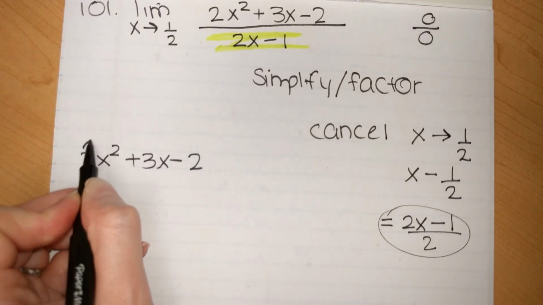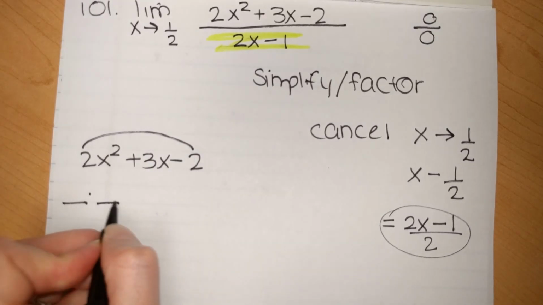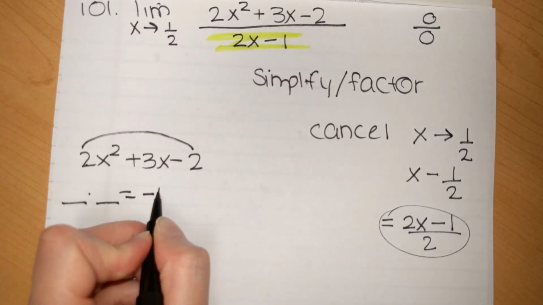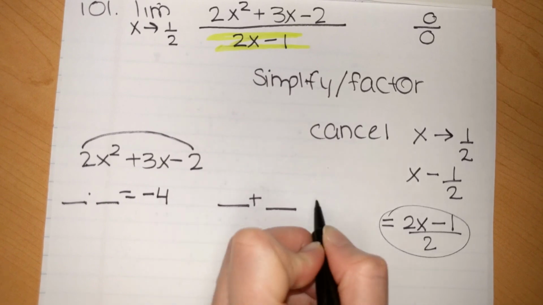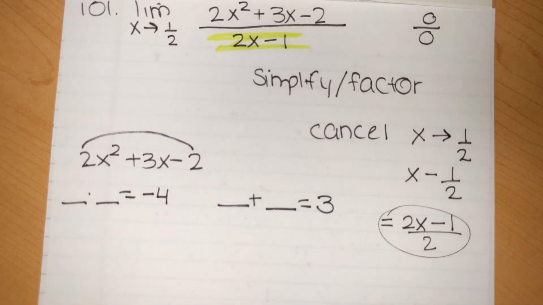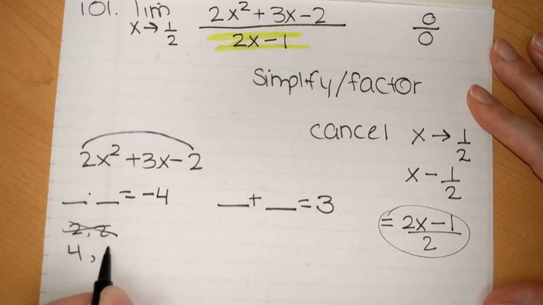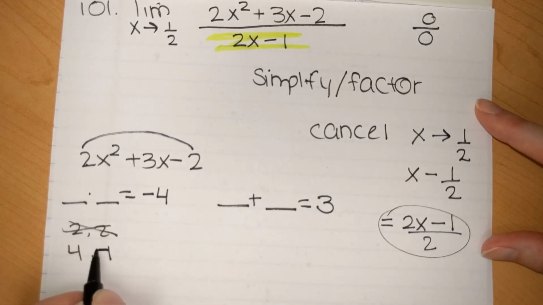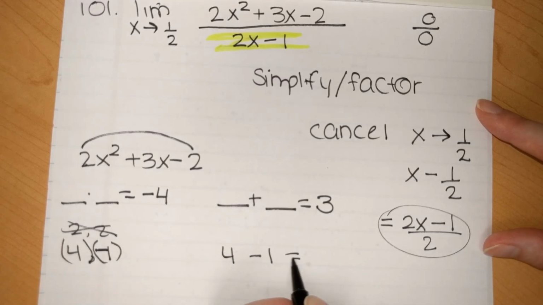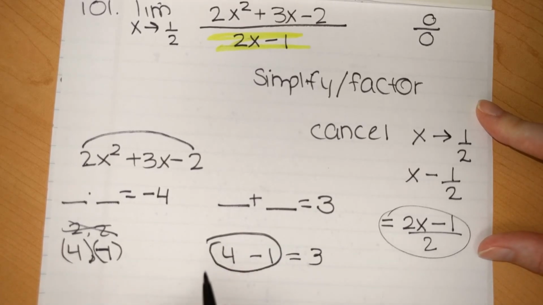So to factor, we would think about the factors of 2 times -2, so -4, that add up to give us 3. So working through that, you could have 2 and 2, that's not going to work. 4 and 1 is going to work if we have a -1 and a +4. Now, once we get that lovely combination, we cannot just plop it down.